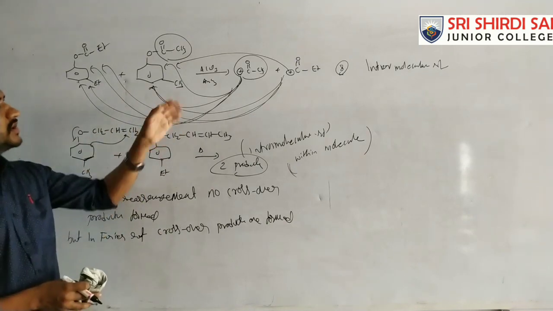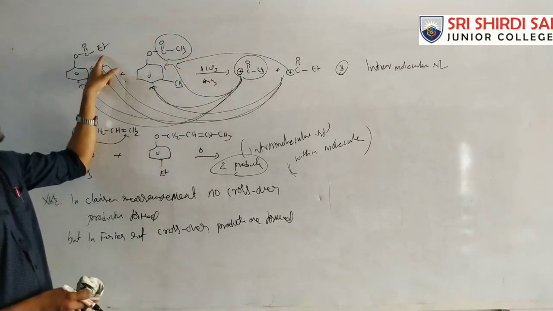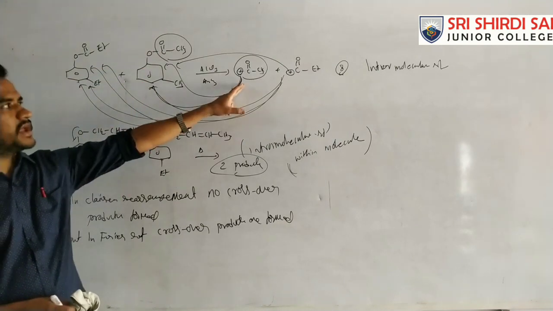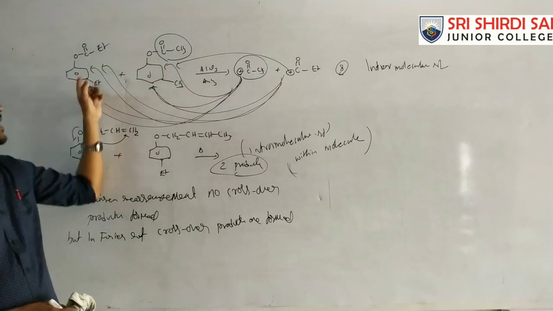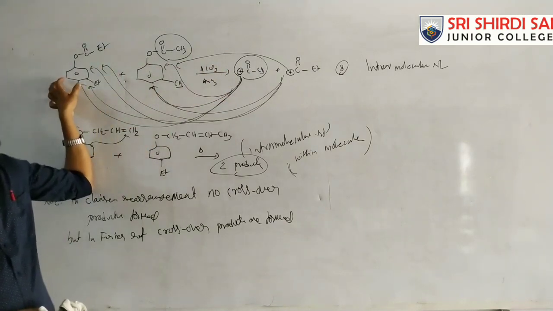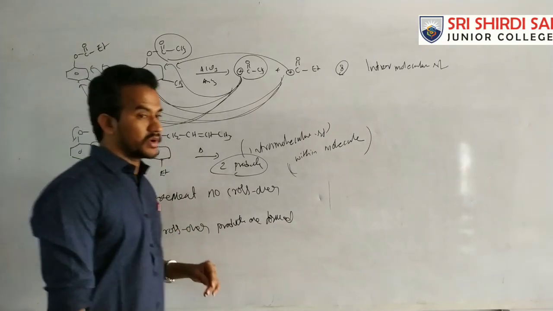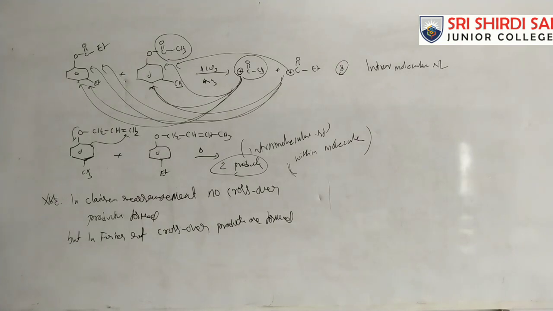But in Fries rearrangement, COCH3 is completely departed from the substrate and COEt is completely departed from the substrate. Now that electrophile either attacks the ortho or para position of this ring or the ortho or para position of another ring. That's it. An important point: no crossover products.